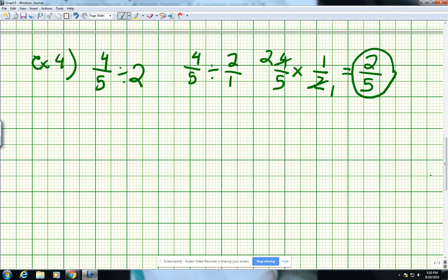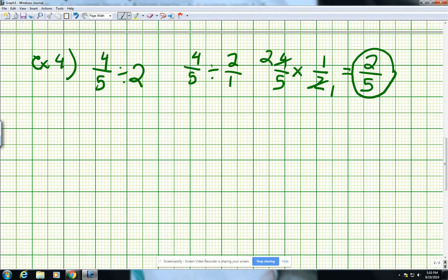There's some more on your own. Go ahead and pause and do 10 through 13, or a couple of them if you want. Okay, number 10 is 1/6. Number 11 is 1/15. Number 12 is 5/32. And number 13 is 3/14.